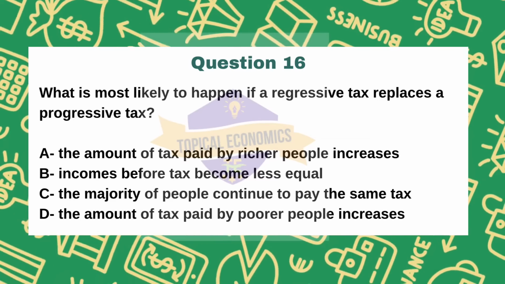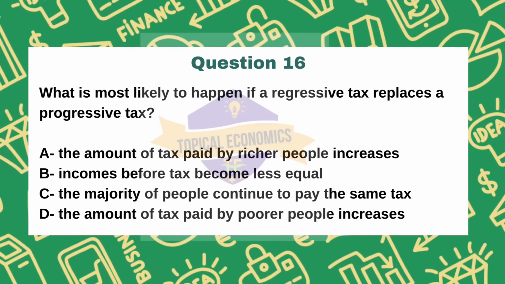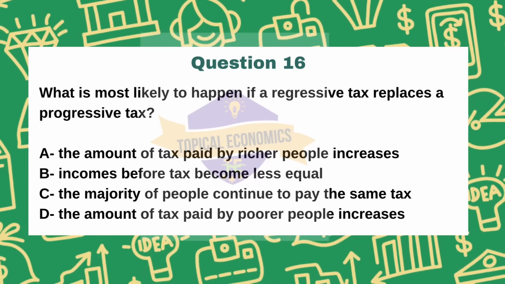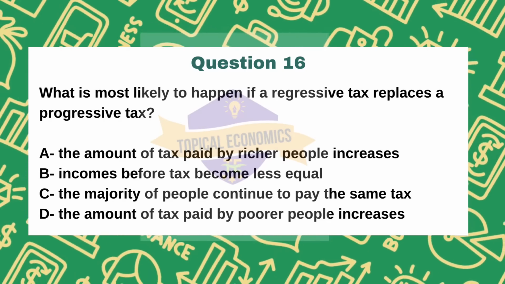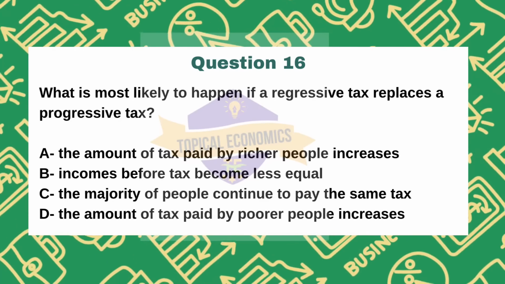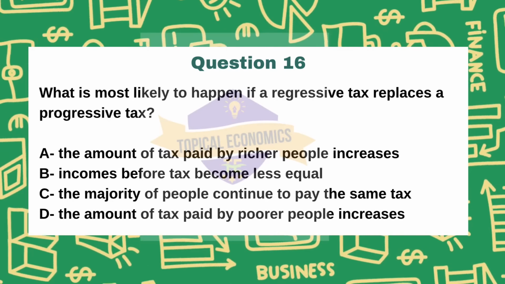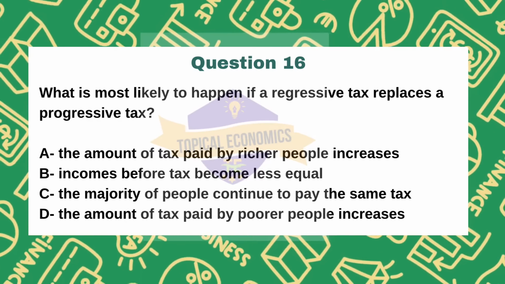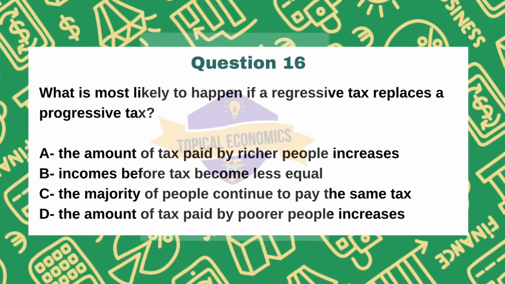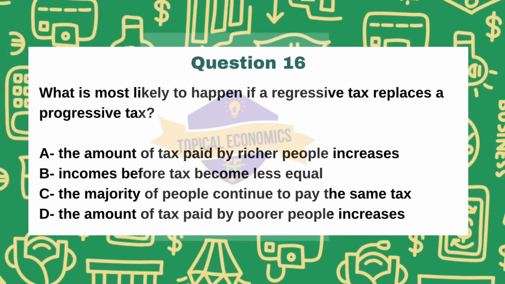If a regressive tax replaces a progressive tax, the burden of taxation shifts more heavily onto lower-income individuals. Regressive taxes take a larger percentage of income from lower-income earners than from higher-income earners, whereas progressive taxes take a higher percentage from higher-income earners. As a result, poorer individuals would end up paying a relatively higher share of their income in taxes compared to richer individuals.